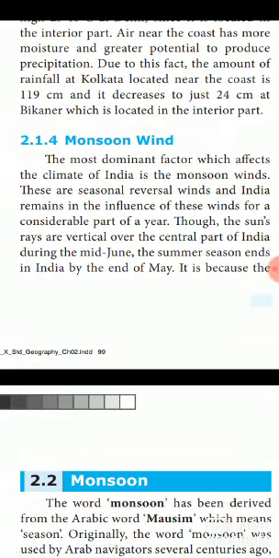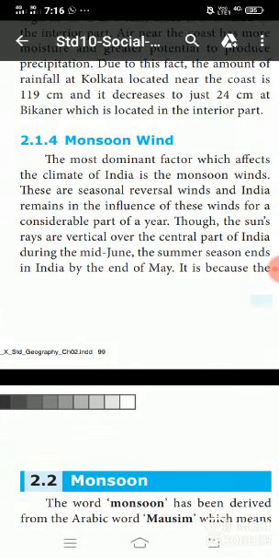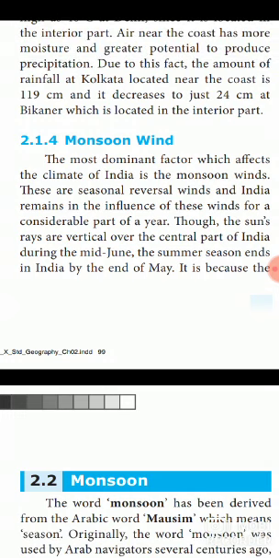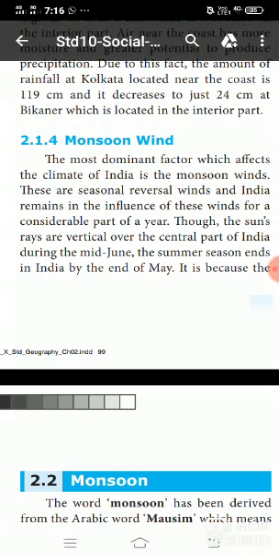India is under the influence of these winds for a considerable part of a year. Though the sun rays are vertical over the central part of India, at that time the season is summer. During mid-June, the summer season ends in India by the end of May.